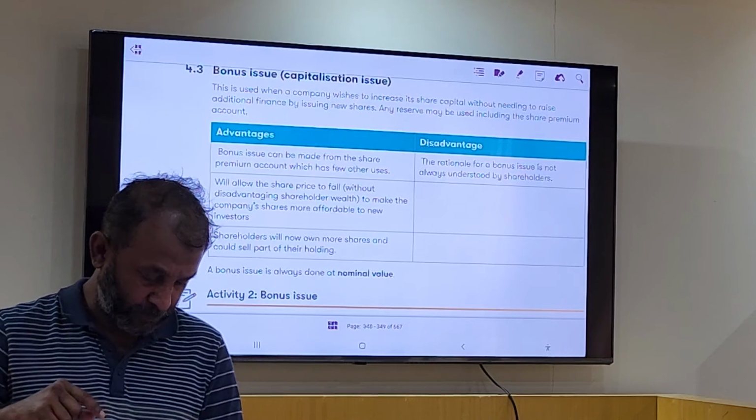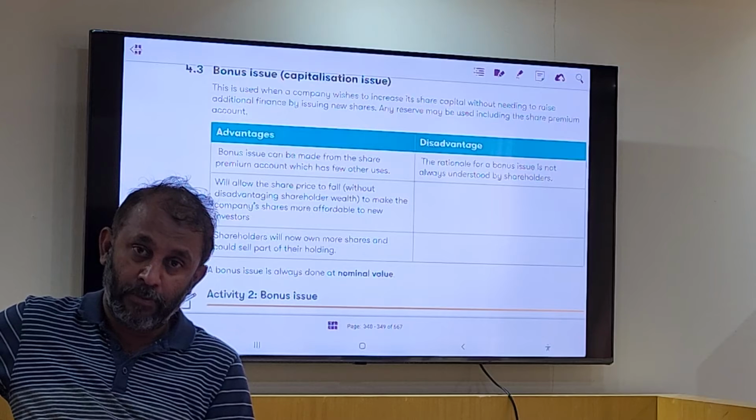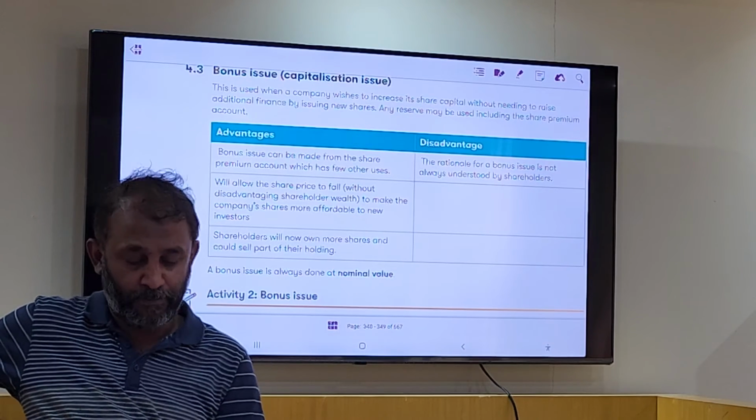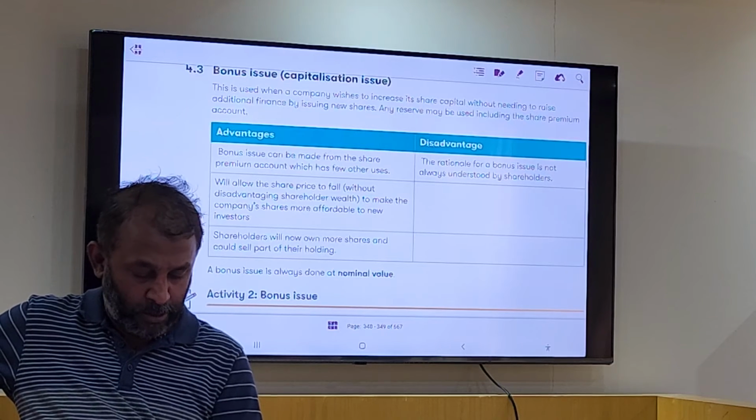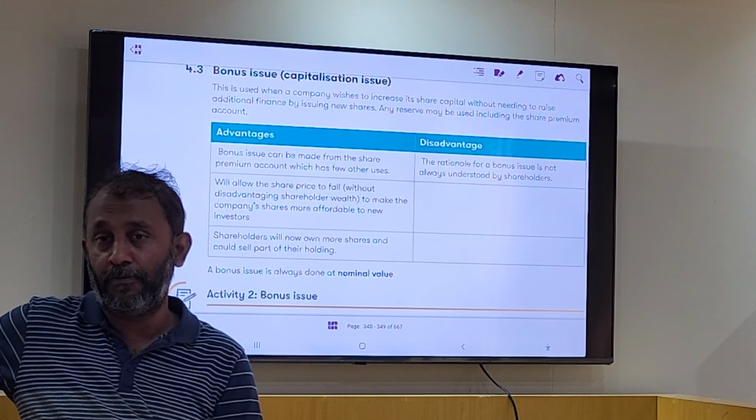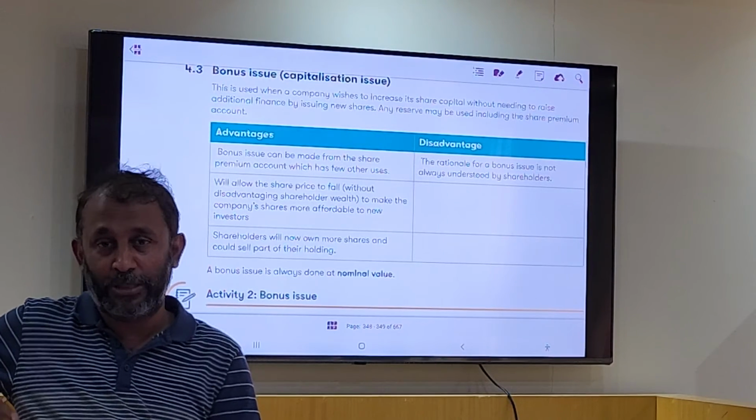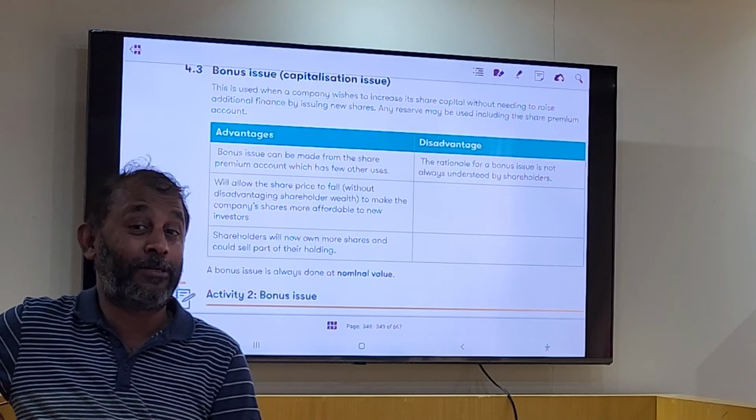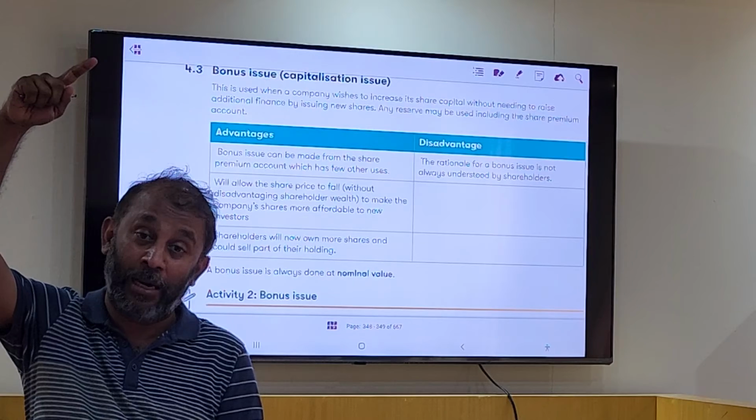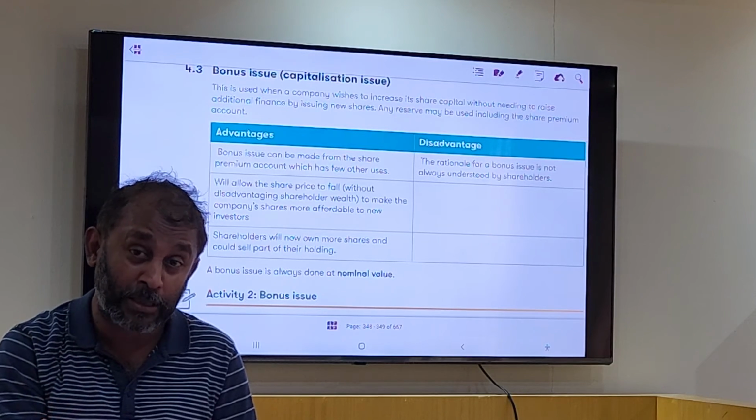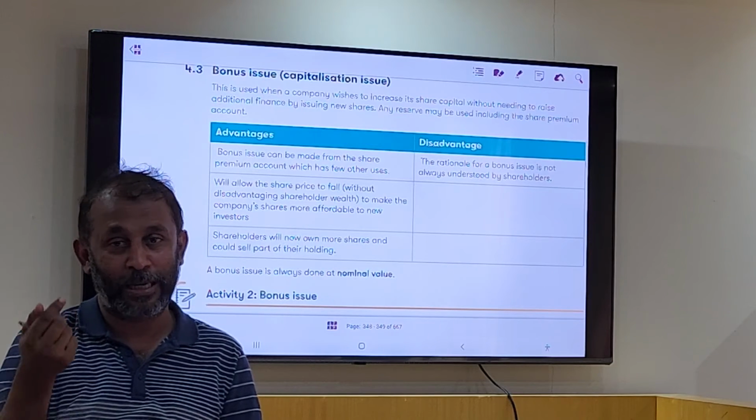Advantages. Bonus issue can be made from the share premium account. That's one example of the reserve, which has few other uses. It will allow the share price to fall without disadvantaging shareholders. Obviously, the total net wealth won't change, but when the number of shares in issue is increasing, the supply of shares is more. So the demand will be less, so the prices can come down.